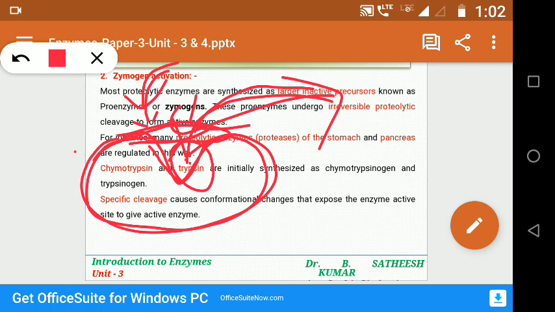So these are called zymogens. All proteolytic enzymes in the digestive system will be in zymogen form only, and during their functioning, a proteolytic cleavage will convert the zymogen form to the active enzyme form. So by the existence of these zymogen forms, the enzyme activity is regulated.